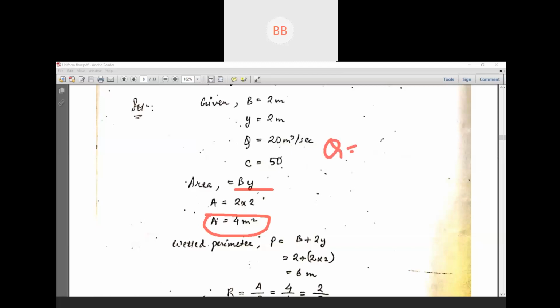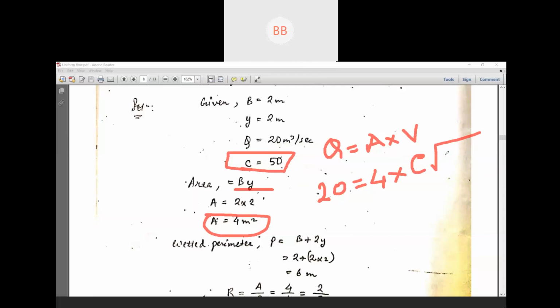So discharge equal to area multiplied by velocity. Discharge is given this time, 20 meter cube per second. Area we have already calculated, it is 4. In velocity, as Chezy's constant is given, we are going to use Chezy's equation, Chezy's constant multiplied by root of R into S.